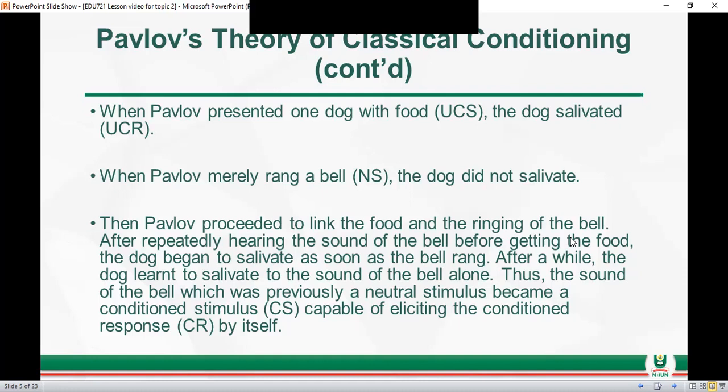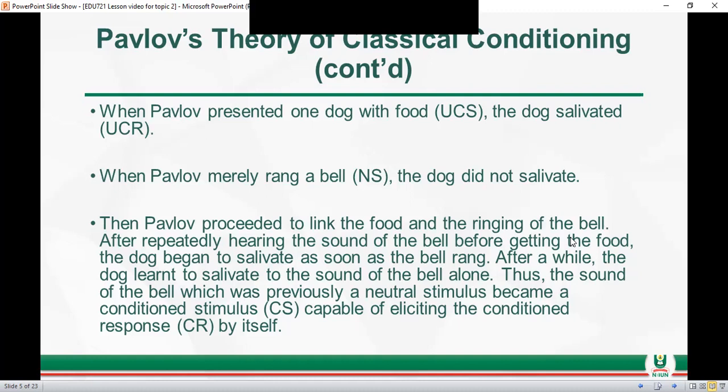conditioning. He took one of the dogs, he presented food to the dog, and the dog salivated. He recorded that. And then he took a bell, he just rang the bell to see if the sound of that bell could trigger the salivation response in the dog. And he noticed that the ringing of the bell did not trigger the salivation response in the dog. The dog did not salivate. He also noted that. Then Pavlov proceeded to ring the bell and then present the food.